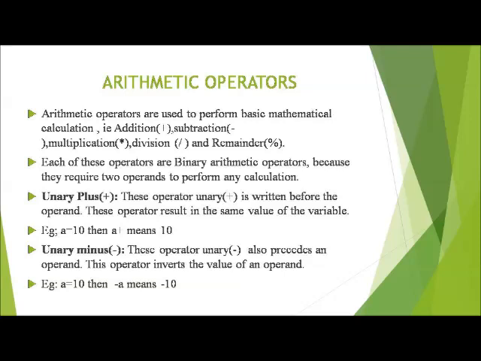Unary plus: this operator, unary plus, is written before the operand. This operator results in the same value of the variable. For example, a = 10, then +a means 10. Unary minus: this operator also precedes an operand. This operator inverts the value of an operand. For example, a = 10, then -a means -10.